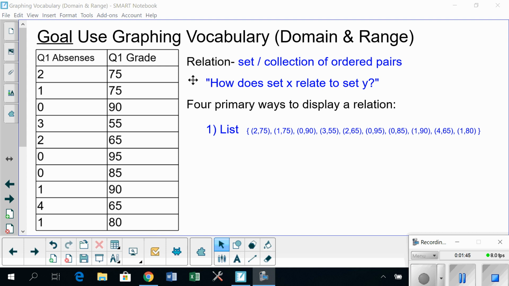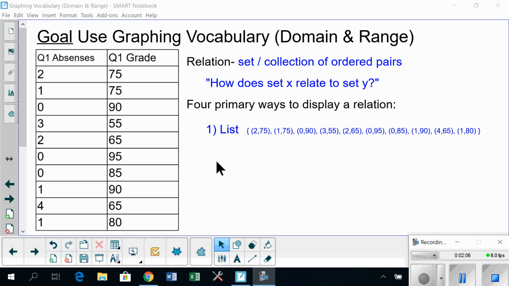Well, I want to study if there's a relation between these two. I've set up a relation. I want to study kind of the cause and effect between these two things. Is there a cause and effect? Is there a correlation? But when we set this up, this is in math class, this is called a relation. How does X relate to Y?